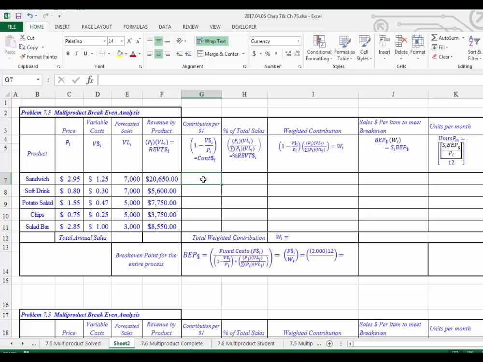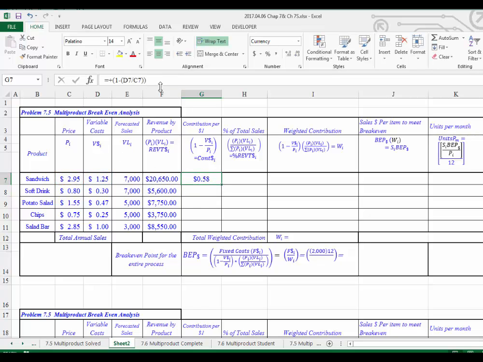Now remember, the reason why we do this is because we want to be able to compare the sandwich to the soft drink to the potato salad to whatever based on $1 of sales. As it is right now, we can look and see that, okay, for every $2.95, we spend about $1.25 on the variable products that go in it, but it's hard for us to compare from one to the other. So what we do here is we just create a little formula: 1 minus, open parentheses again, variable cost divided by price, close our parentheses twice.